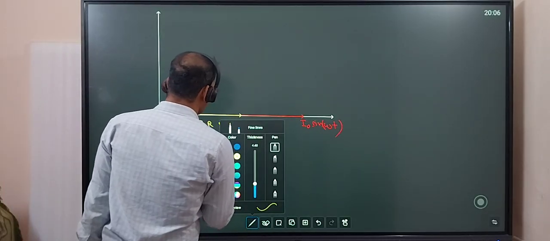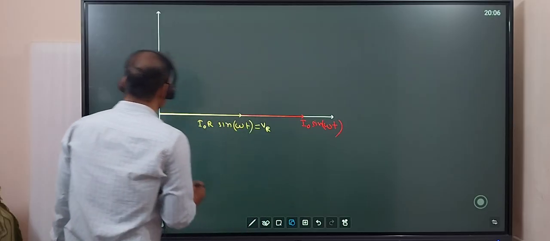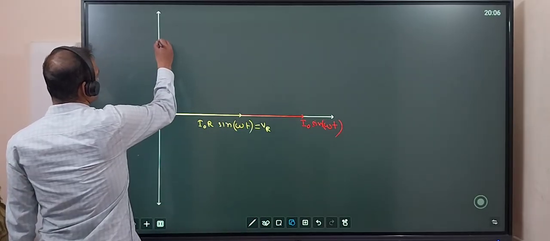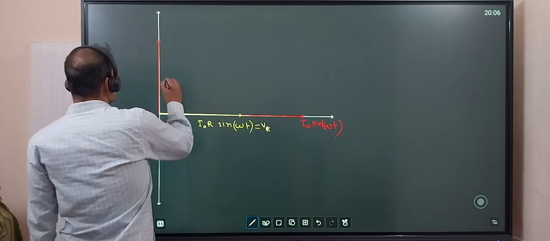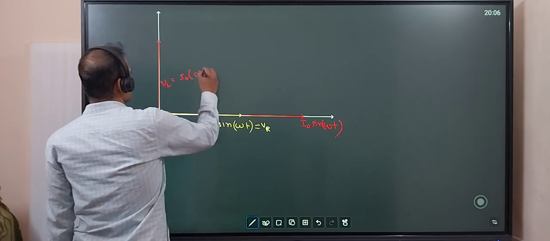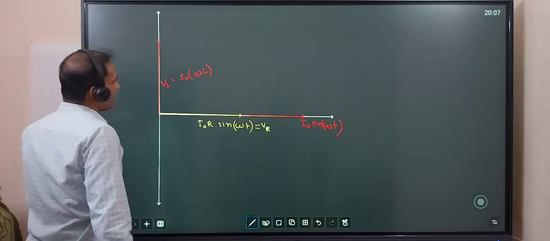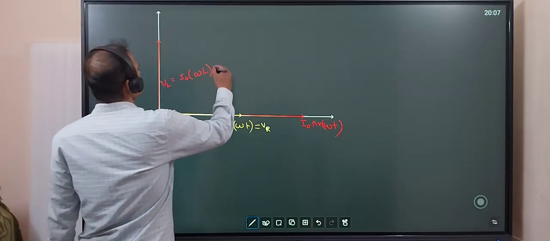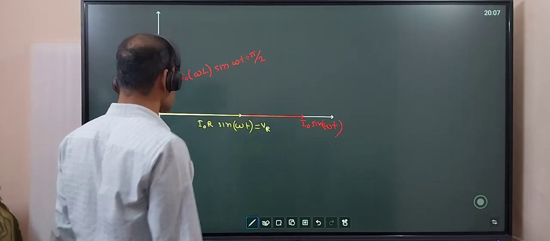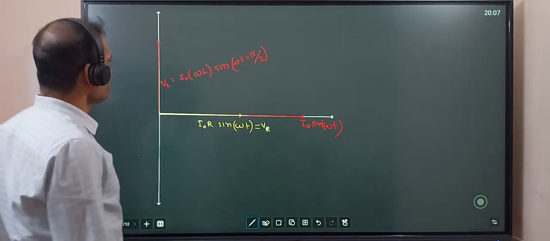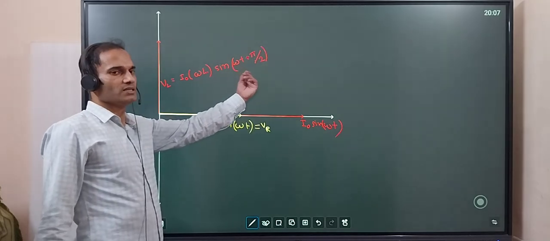But we have seen that voltage across the inductance was 90 degree ahead, right? And VL was I naught omega L. Okay, it was 90 degree ahead. That means V naught, this was the value, right? Sine omega t plus pi by 2, and actually we got cos, right? But cos omega t, that is the same thing, okay.